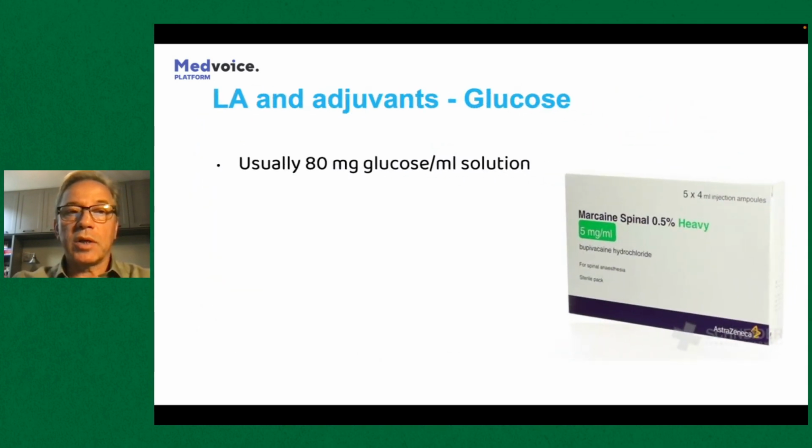Okay, what else can we add to local anesthetic? We can add glucose. And why do we want to do that? Because we want to make it hyperbaric or heavy. This is the Marcaine, which is obviously a commercial name of bupivacaine produced by AstraZeneca. And that is heavy Marcaine, as it's known by many of us.